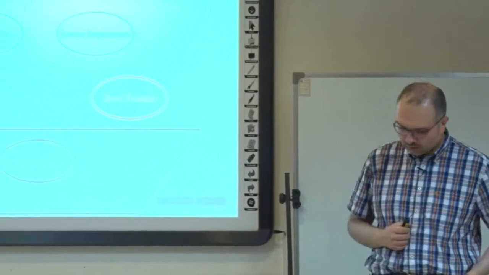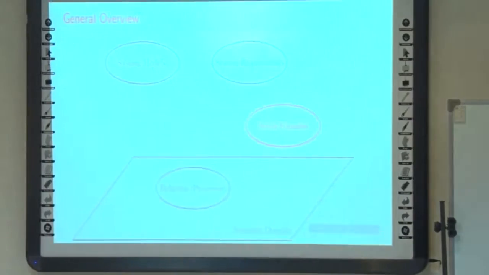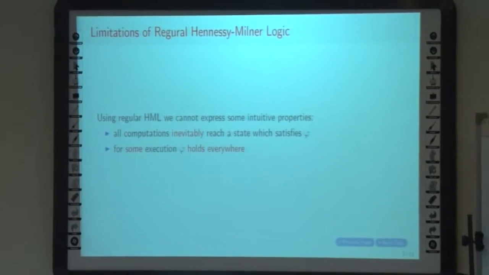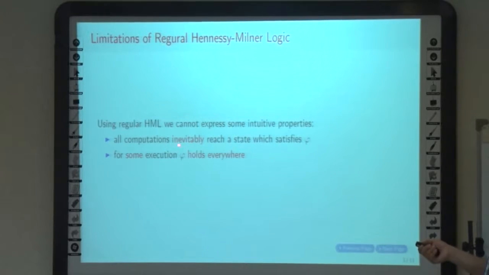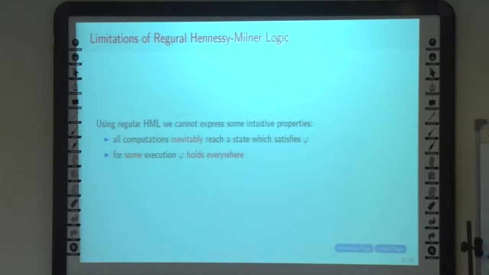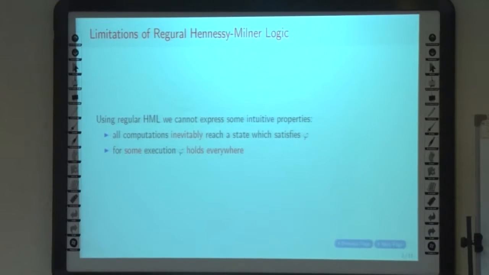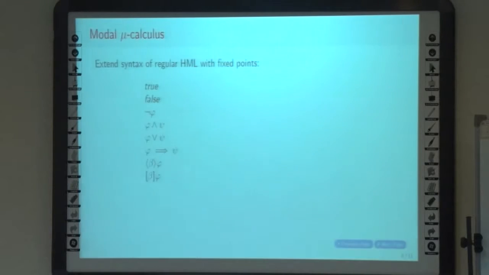Okay. So again, we are developing a language for modal formulae in order to reason about systems behavior. And if you remember from yesterday, the two motivations for adding fixed points was that you cannot specify properties such that all computations inevitably reach a state which satisfies phi. And you cannot specify for some execution phi holds everywhere. These types of properties cannot be specified in HML, in Hennessy-Milner logic. They cannot be specified either in Hennessy-Milner logic with regular expressions. That's why you need fixed points, right?